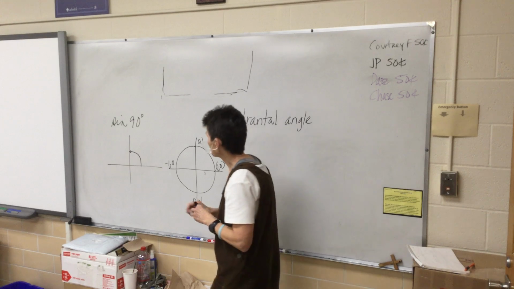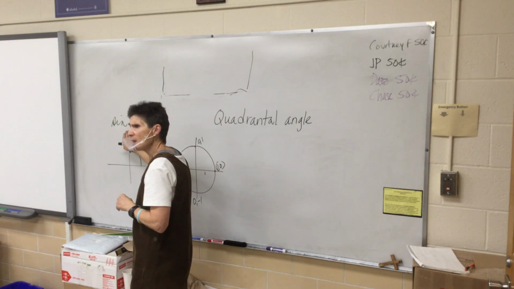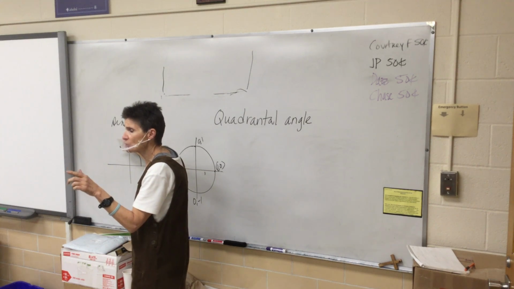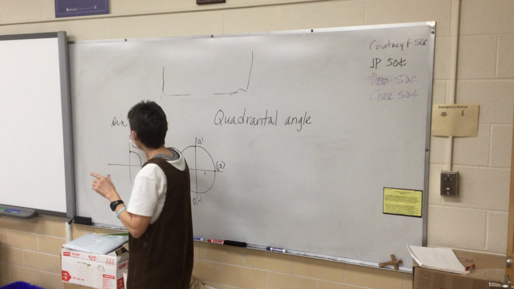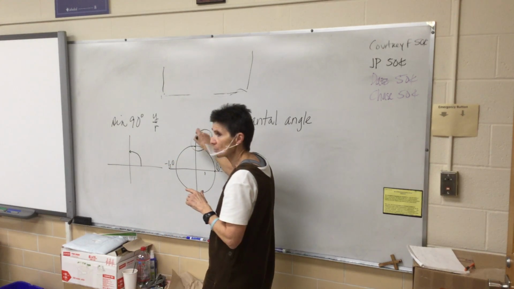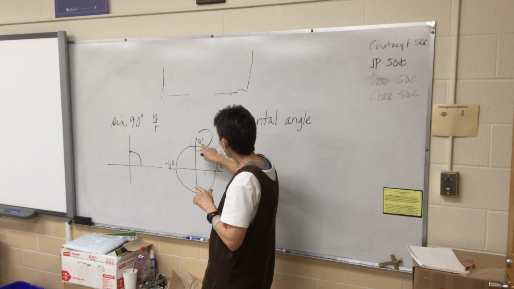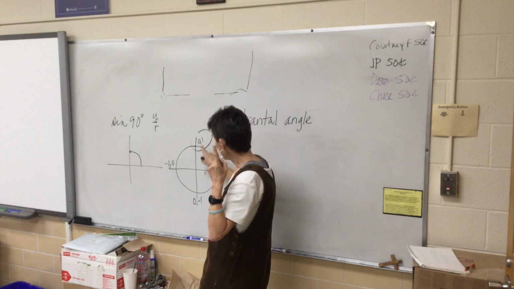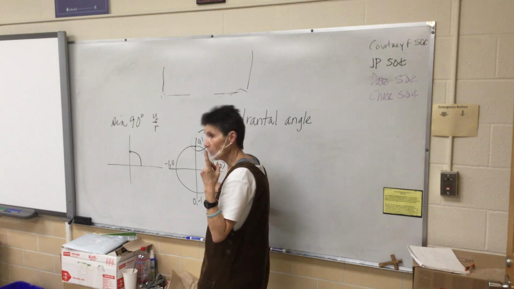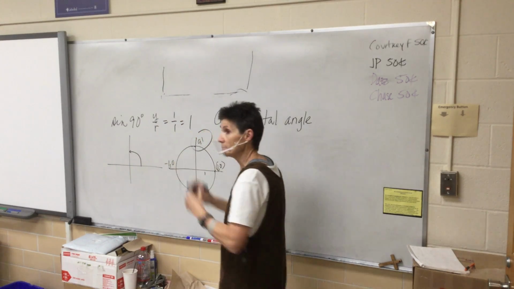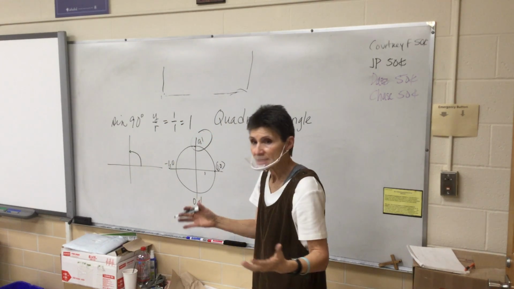Wait a minute. What's sine? I know it's opposite over hypotenuse, but what's the other definition of sine? Y over R. Well, here's 90 degrees, right? Y is 1, and R is 1, so the sine of 90 is 1. How easy is that?